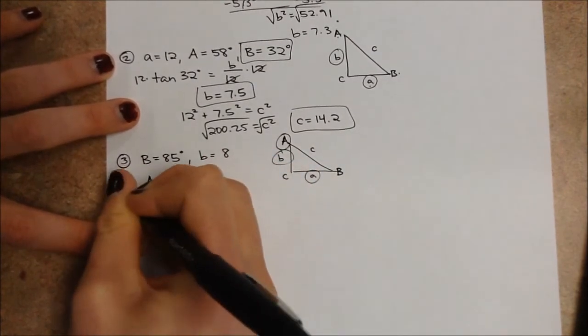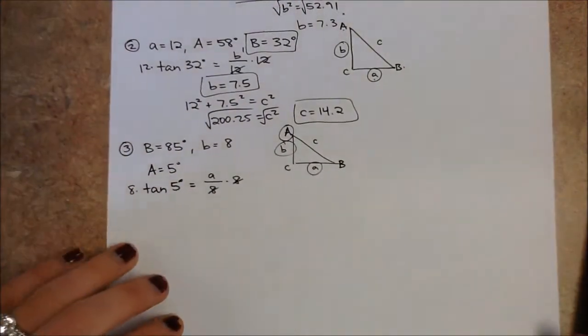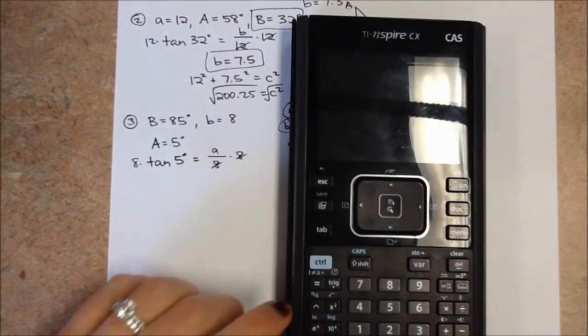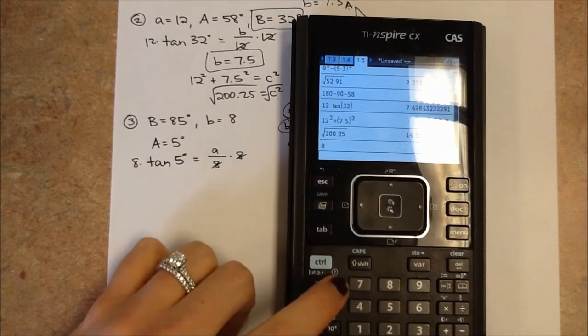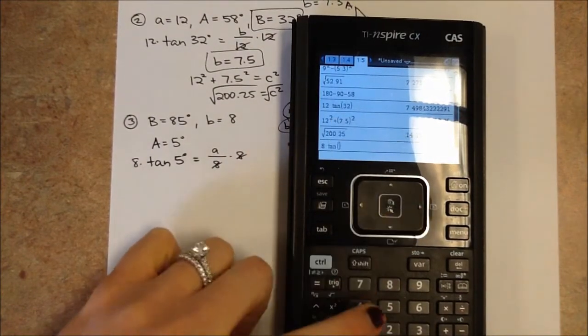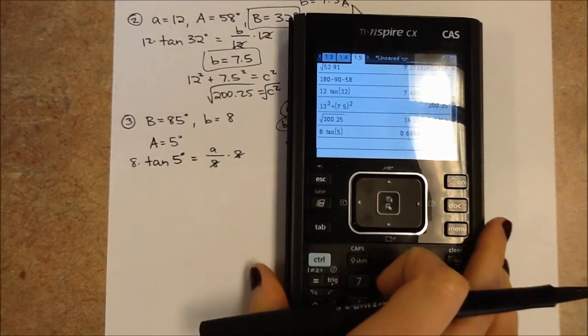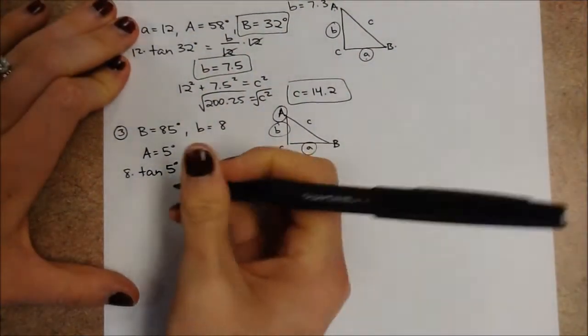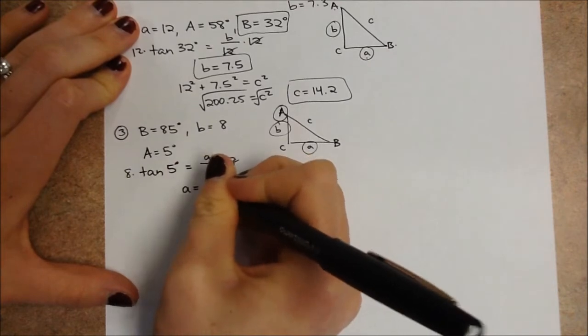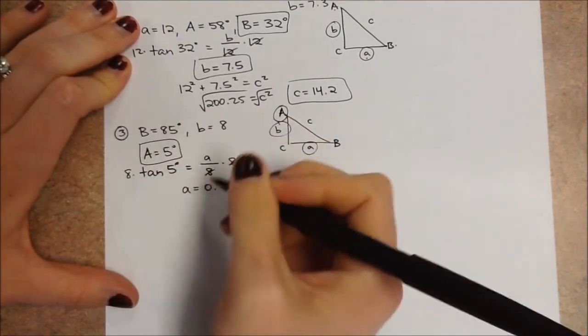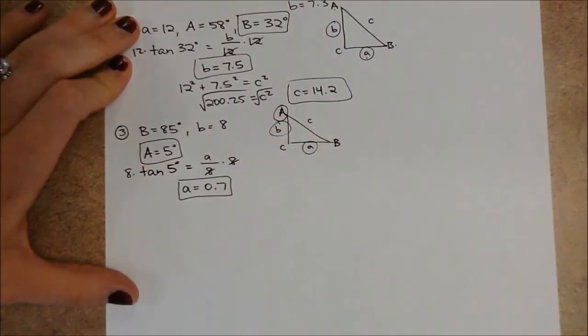Okay, so multiply both sides by 8. This will once again get plugged into the calculator. And this will be a small number. It should be a small number because it's a very small angle. So only about 0.7, very small little side length there. Okay, so little a is just 0.7. Very small angle will be across from a very small side.